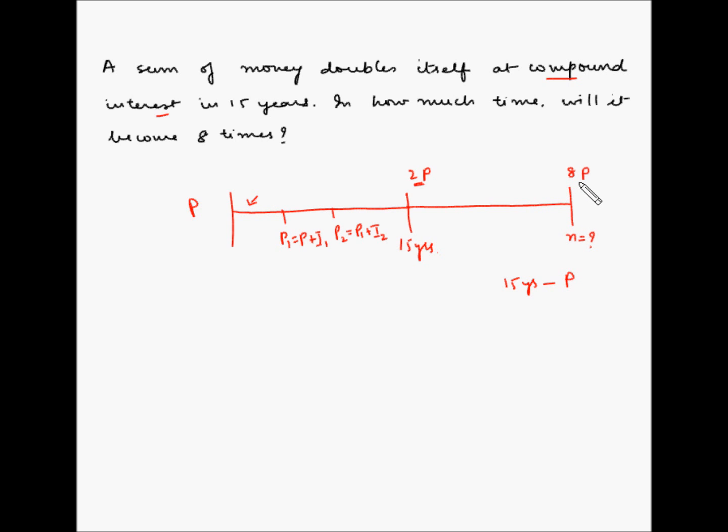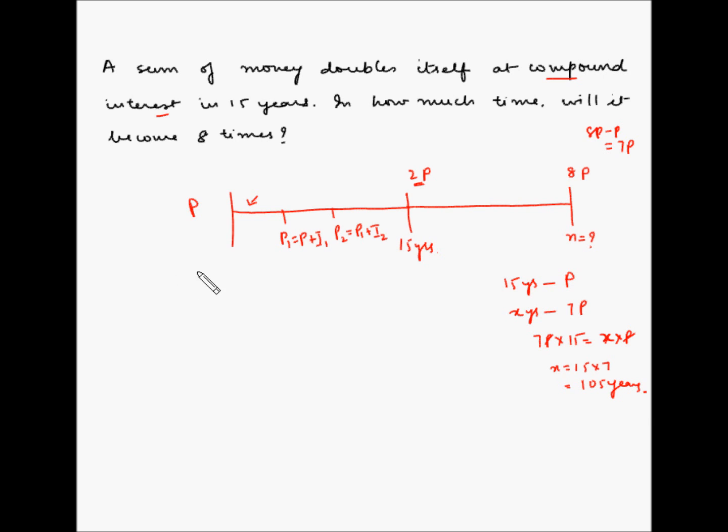So that means if we reduce the principal amount from this 8P, so 8P minus P, which is the original principal, then the interest is 7P. So within how many years will it become 7P? So again, cross multiplication: 7P multiplied by 15 is equal to X multiplied by P. So P gets cancelled with P. X is equal to 15 multiplied by 7, which is equal to 105 years.